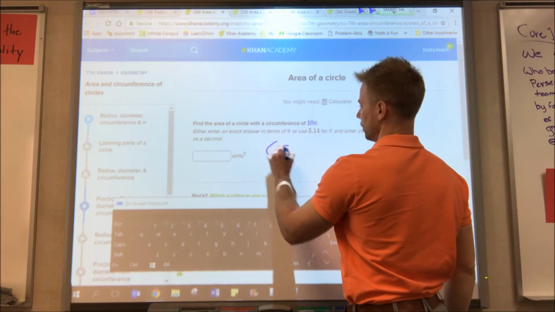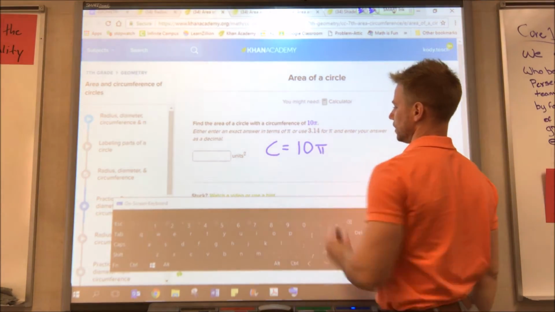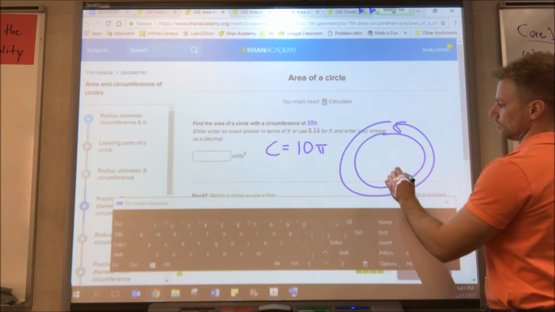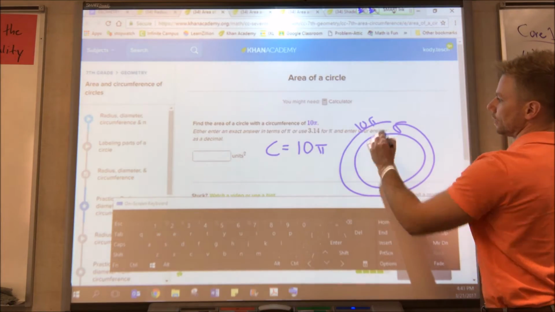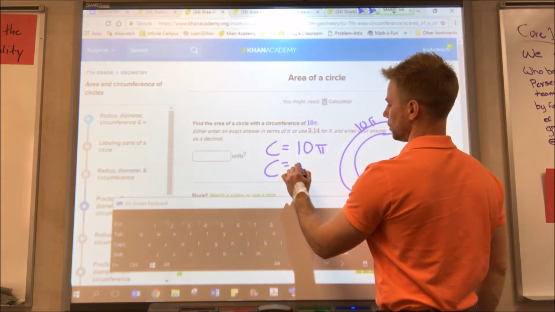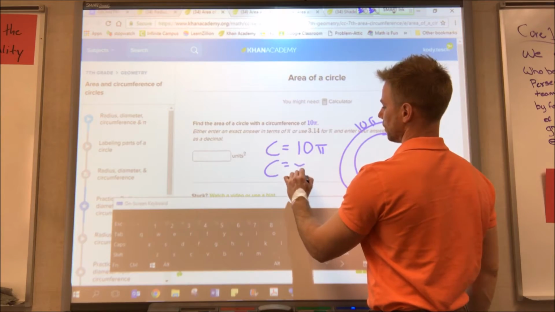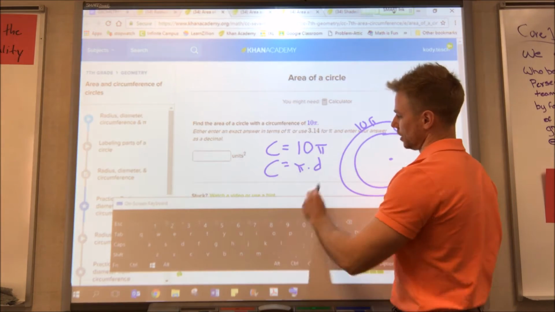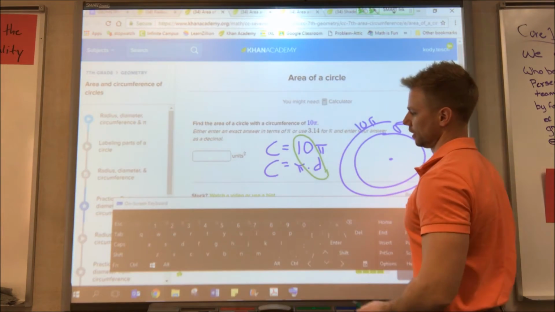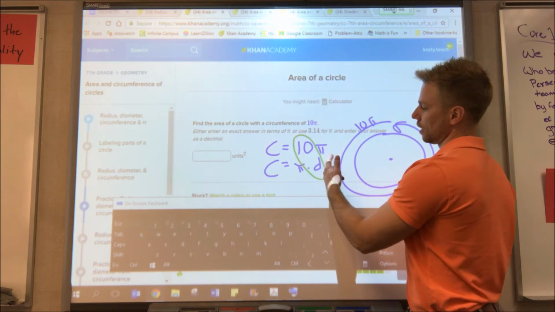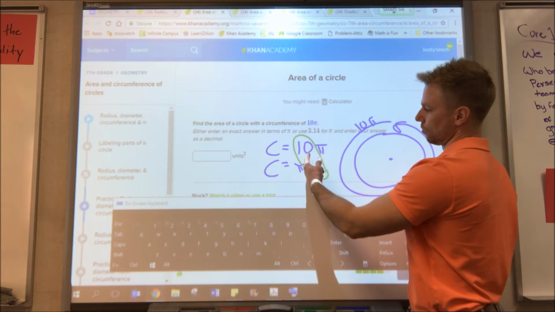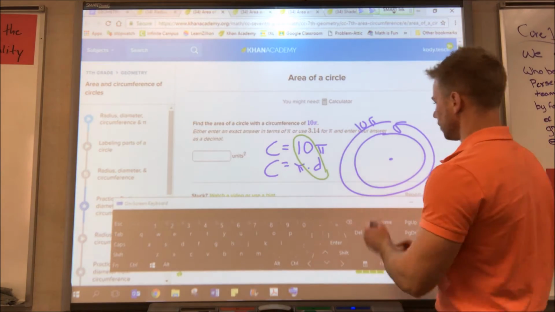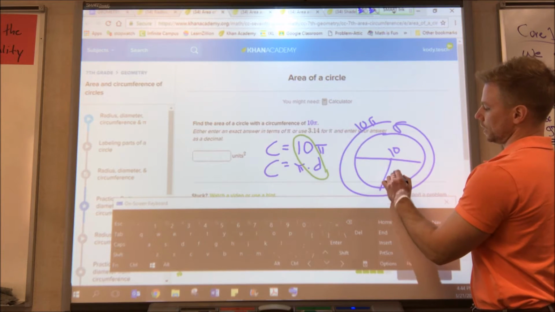All right, find the area of a circle with a circumference of 10 pi. So the circumference is already 10 pi. Remember, that's the distance around the outside of the circle. Also remember, circumference is pi times diameter. So by process of elimination, the diameter is 10. If we do the diameter times pi to get the circumference, and the circumference is 10 pi, the diameter must have been 10. If the diameter is 10, then the radius is 5.